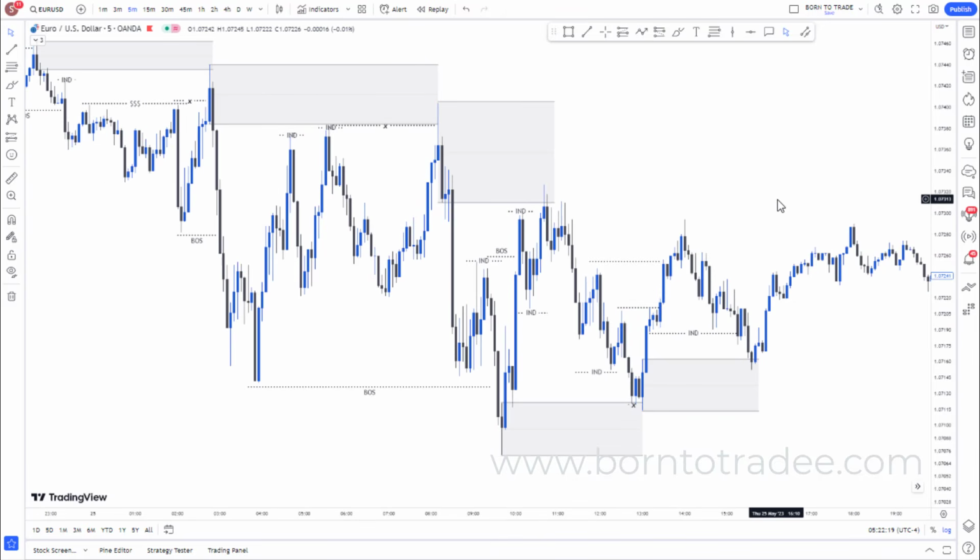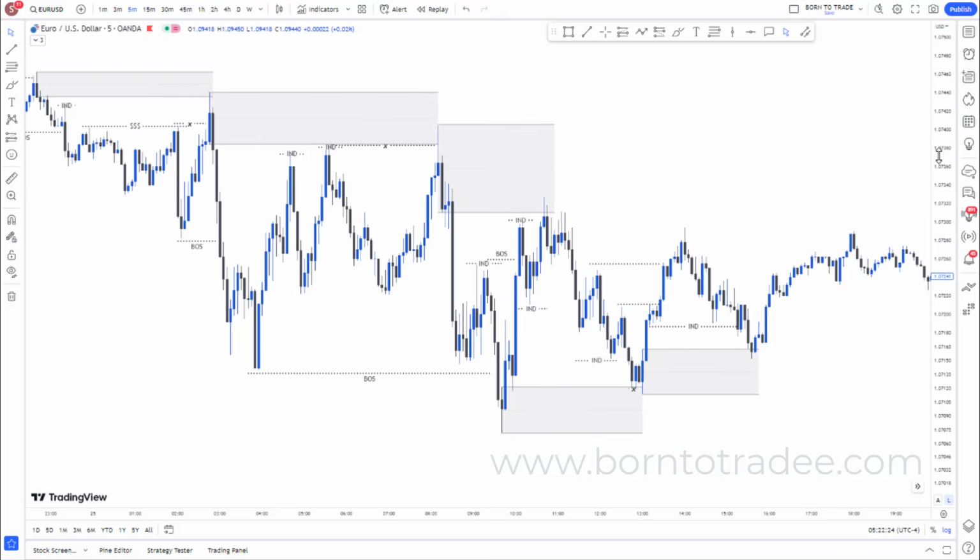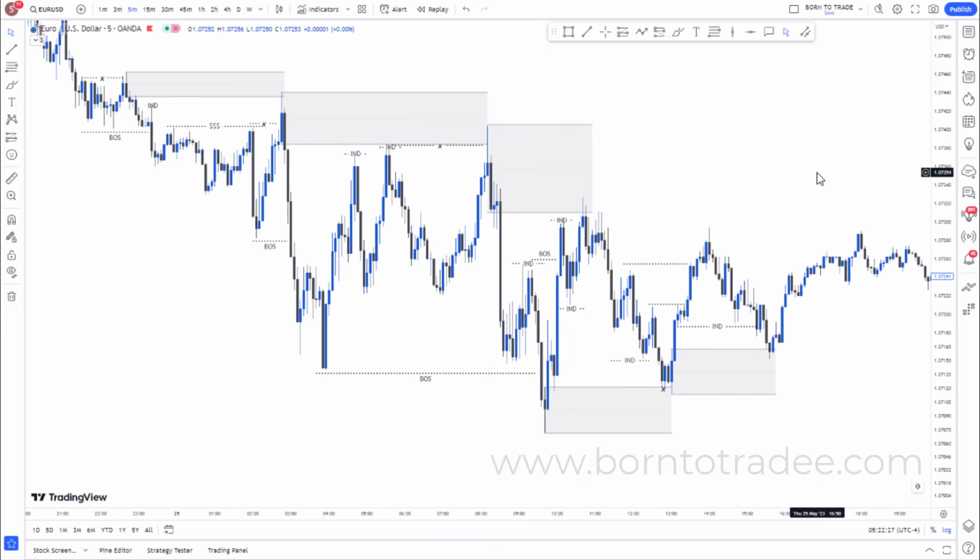So this is all you need to understand about inducement. It's very, very important, and once you understand this concept, I'm telling you the truth, you're going to avoid most of these smart money traps. I've talked about liquidity and inducements. These are smart money traps, areas you can look to avoid trading from. So I think I should show you one more example before I end this video.